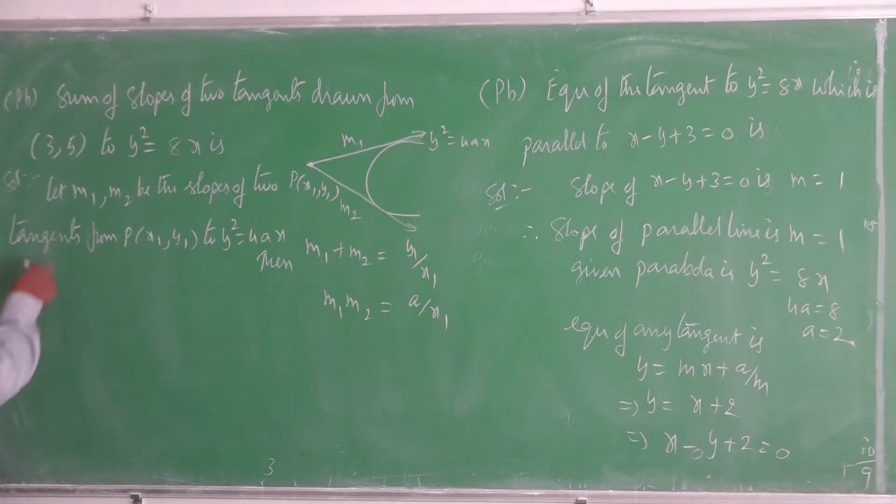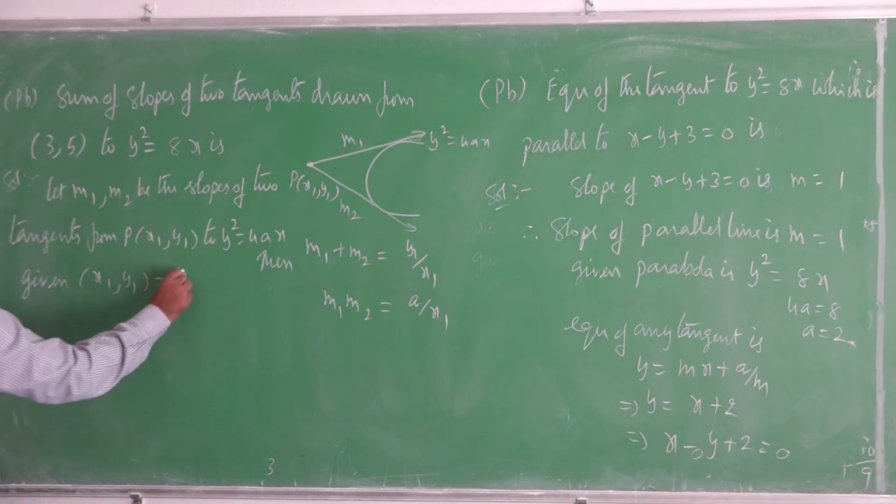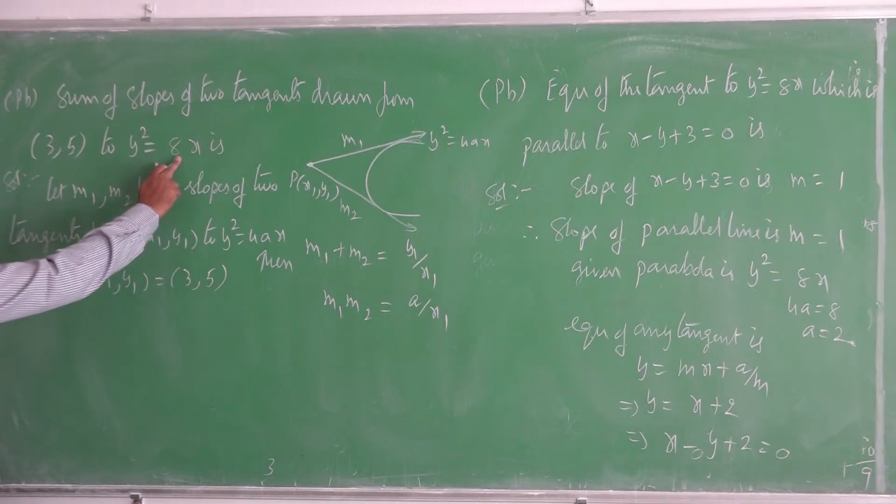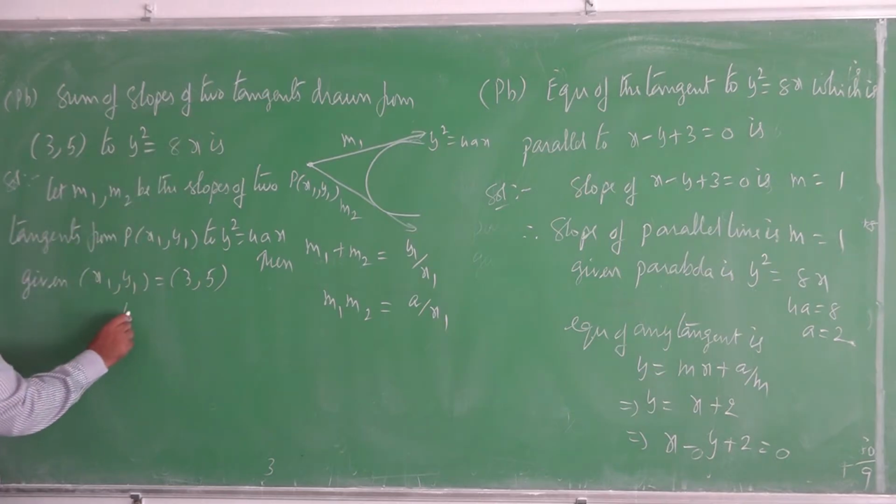Okay, see here, what is the given point? x1, y1 is (3, 5). From the parabola, what is a value? It is in the form y square is equal to 4ax. 4a is equal to 8. So a is equal to 2.